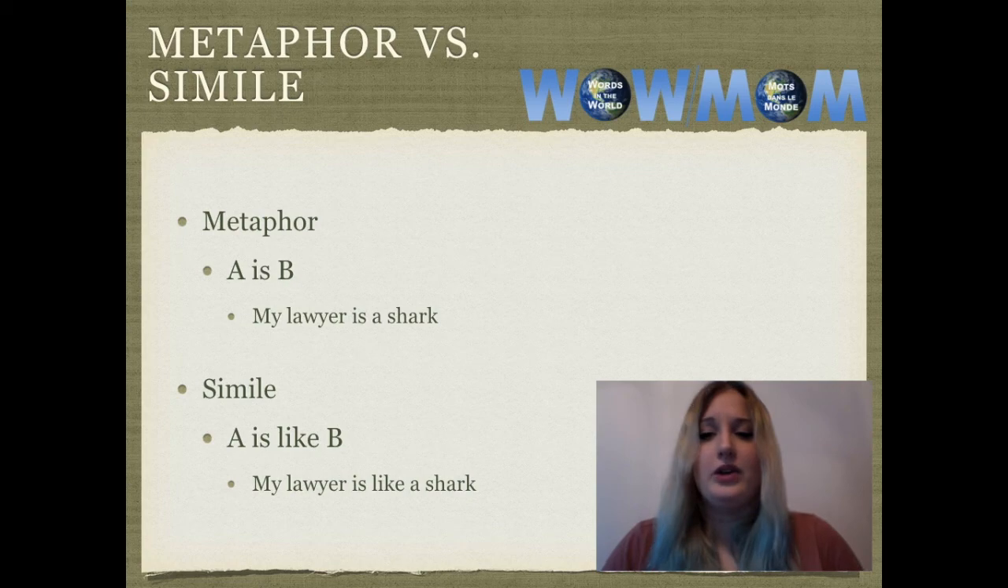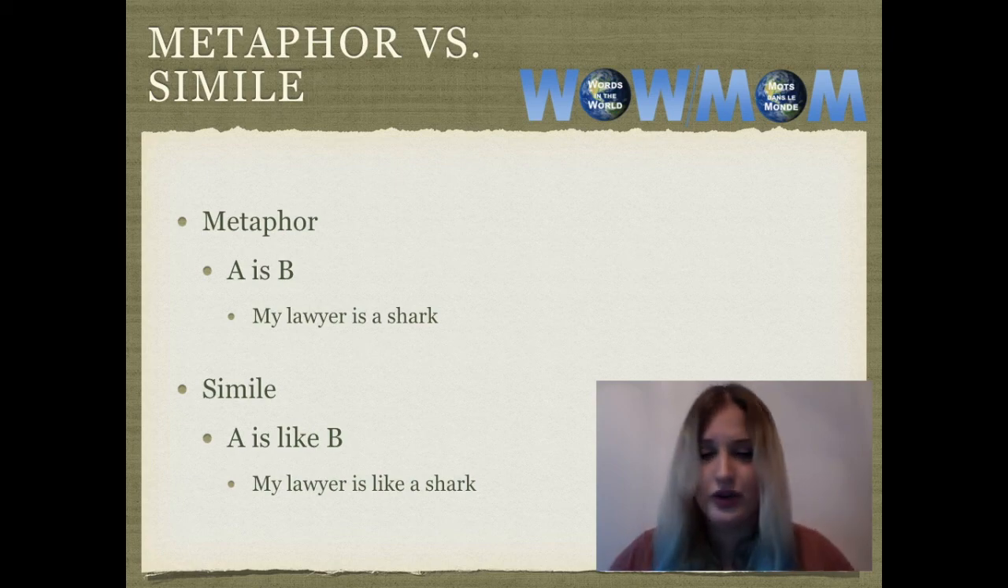And although we usually talk about metaphors in the A is B format, we can also talk about them in a compound structure. So instead of my lawyer is a shark, it can also be a shark lawyer.